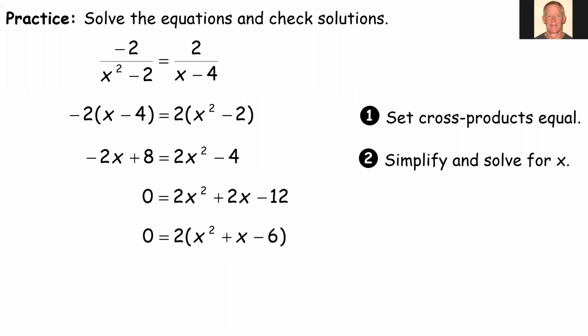So let's factor it. First, we can factor out a 2 that's common to each term. And then the remaining quadratic we can factor as x plus 3 and x minus 2. And then our solutions would be negative 3 and 2. And I believe I'm going to leave the work to find any extraneous solutions to you here. But I believe in this case, they both are valid.